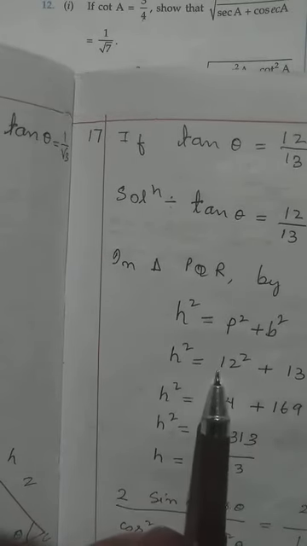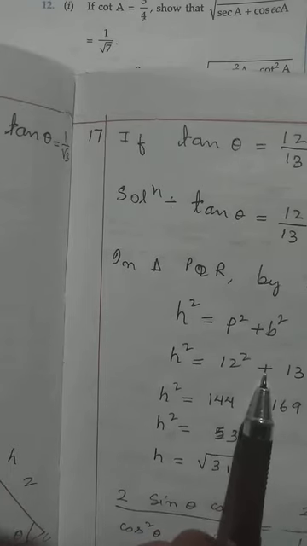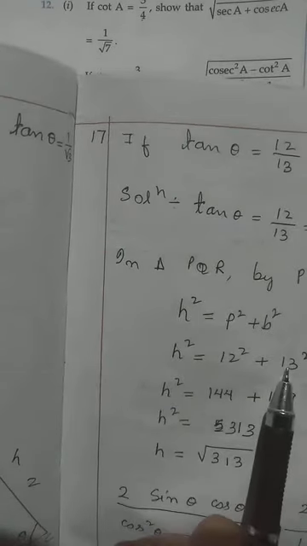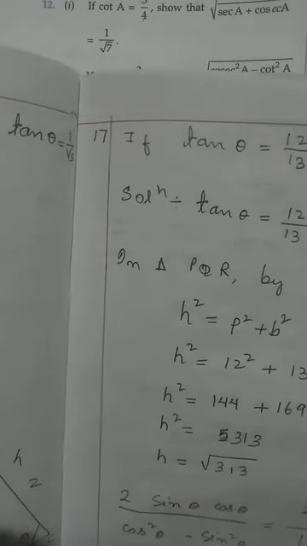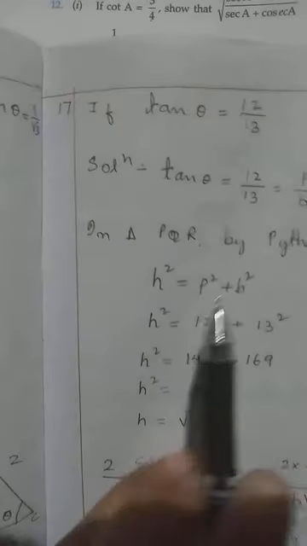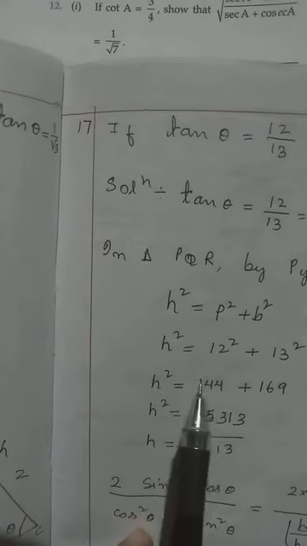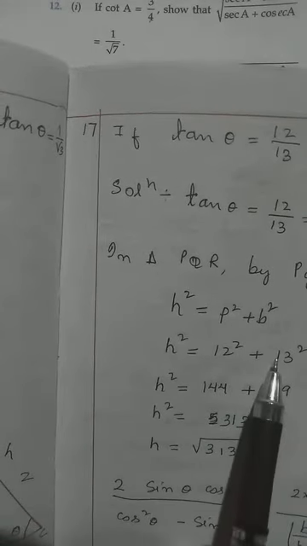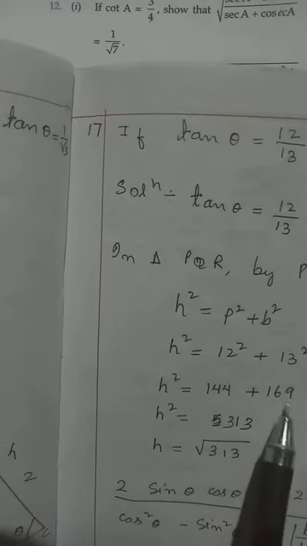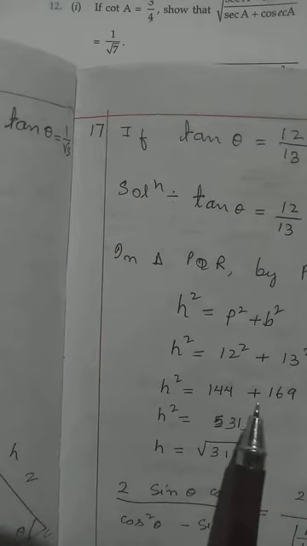P we know it is 12, so we put square plus b, also we know 13. Here we have square, so let's put square. Now you do 12 into 12, we get 144. 13 into 13, 169. Okay, for your satisfaction, please multiply yourself.